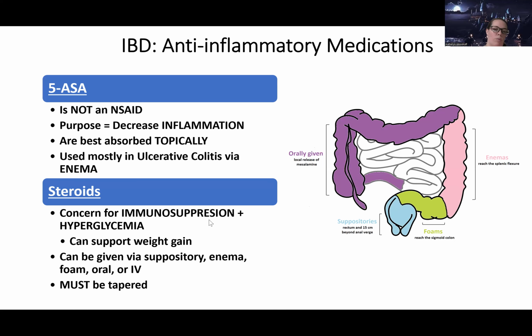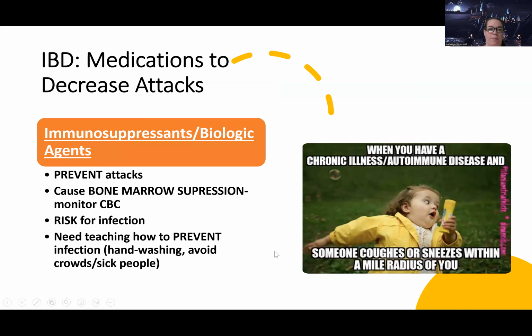There's also steroids. And again, with steroids, we're worried about the immunosuppression. We're worried about high blood glucose, but we are glad that it can help with weight gain. And we can give steroids as a suppository, enema, foam, oral, or IV. And remember, with all steroids, they must be tapered or slowly weaned.